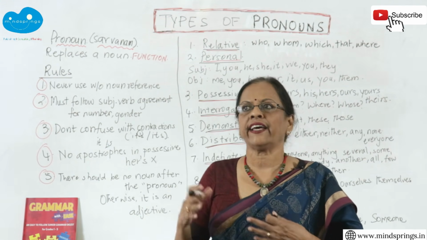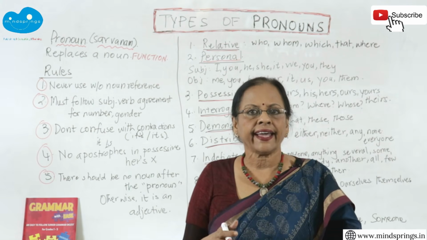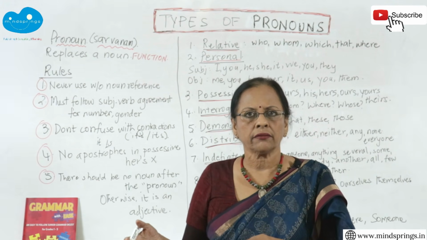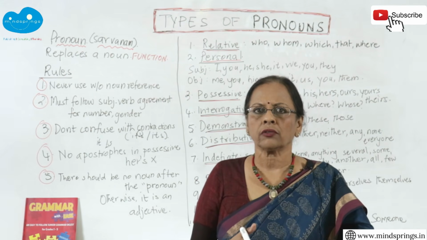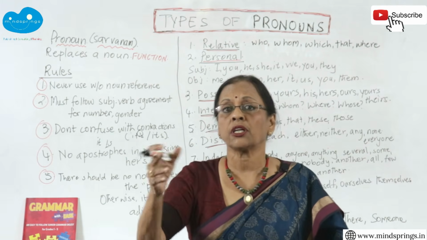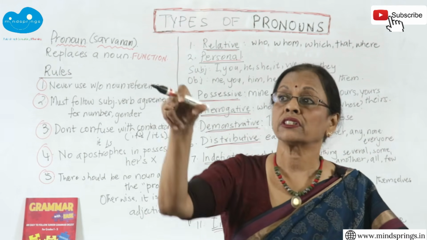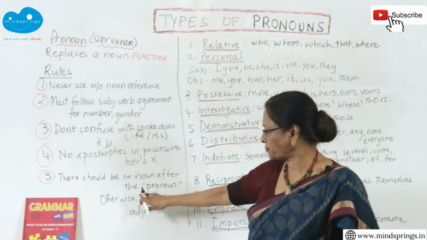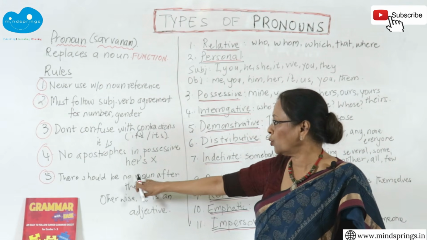Suppose I say "their office", and then I have "office", which is a noun, after it. What does it mean? It means "their" is no longer a pronoun. It's a possessive adjective, because it's telling you something more about the office: whose office? Their office. So the pronoun will not have a noun after it. After the pronoun, no noun.